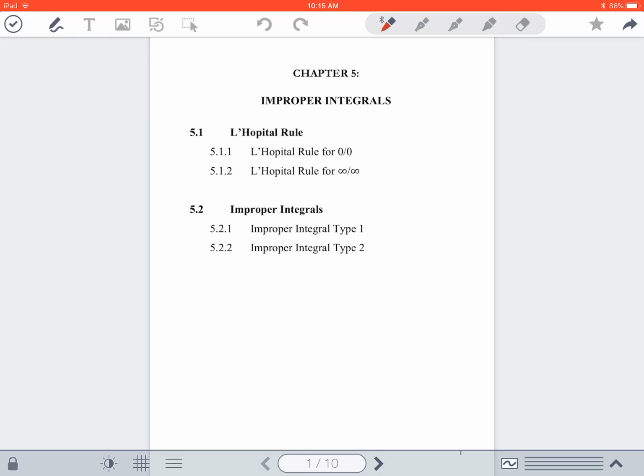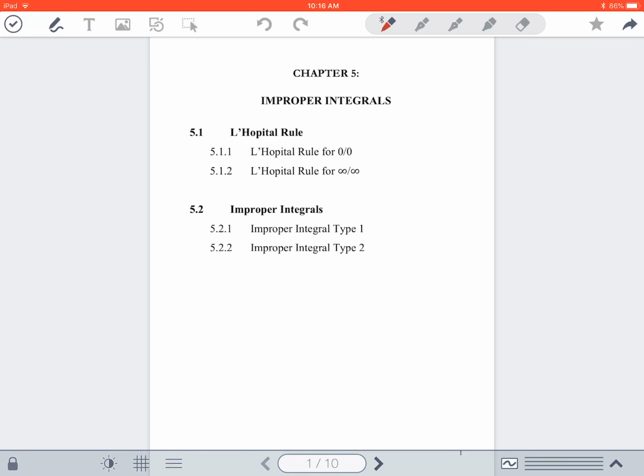Okay, so we now go to chapter 5. Here we have the improper integrals. So what is the difference between the content in chapter 5 and the thing that we've done in chapter 4? In chapter 4, we did the integration of all the three particular functions.